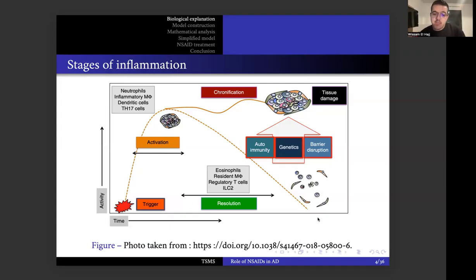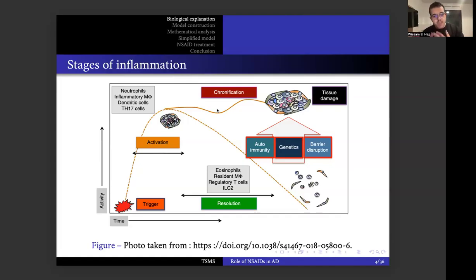The other case is when our body is insufficient, is not capable of removing the stimuli, the immune system is not powerful enough, and we have the chronification step. The chronification step means we have the setup of a chronic inflammation. What is a chronic inflammation? This is an inflammation that will happen, I will not say every day, but it is chronic in our body, which means it will stay in our body.